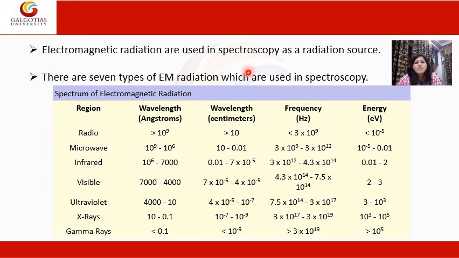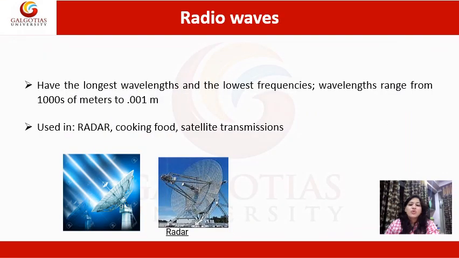In spectroscopy, electromagnetic radiations are used as a radiation source. There are 7 types of electromagnetic radiation: radio wave, microwave, infrared, visible light, ultraviolet radiation, X-rays and gamma rays, which are used in spectroscopy. In this table, we can see the wavelength in angstrom, wavelength in centimeter, frequency in hertz, and energy in electron volt. Now, we will consider one by one the electromagnetic waves. First, we take radio waves.